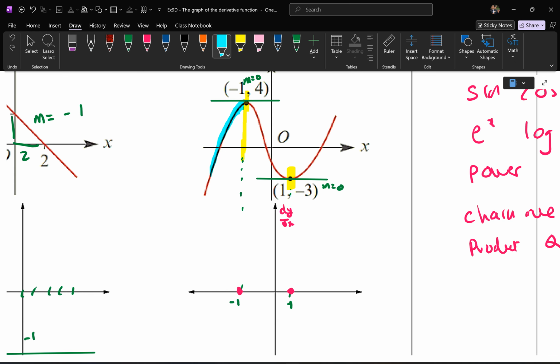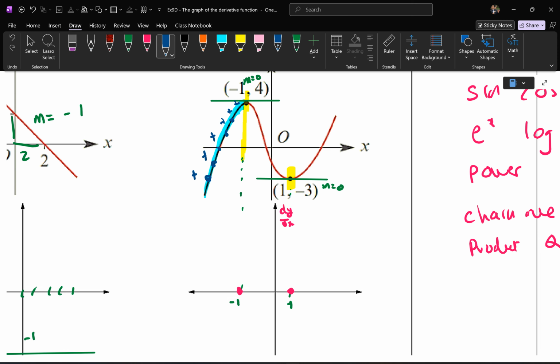Looking at this left side of the graph. At each point, what is the gradient? Is it positive? Is it negative? Is it 0? What can we say? It's positive. Each of these points are all positive tangent lines. And then it reaches 0.